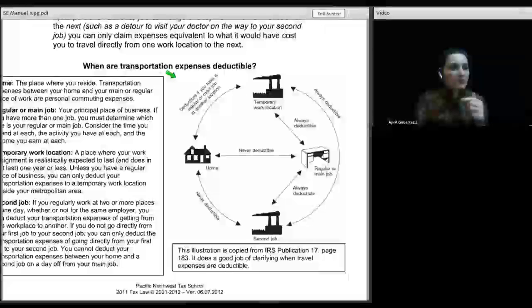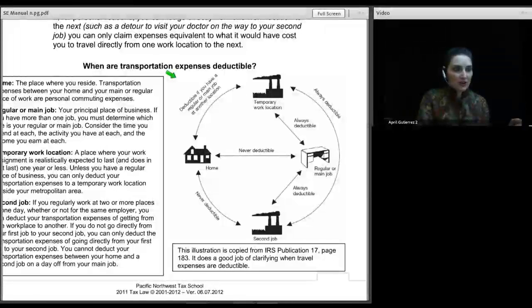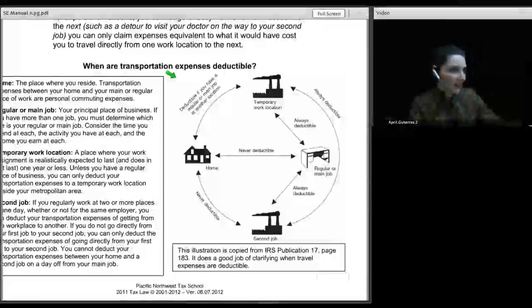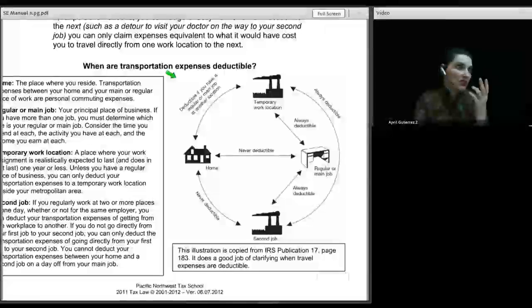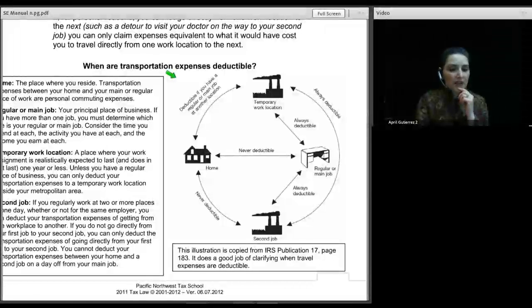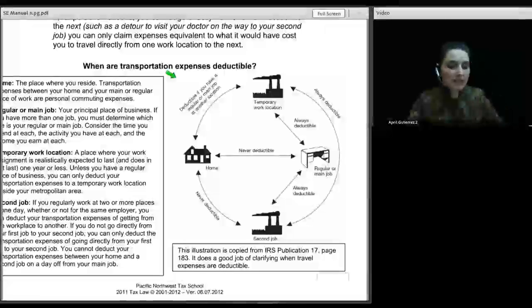So the type of people who don't get that local transportation are the people who don't have an office at home, don't have an office anywhere else either, and are just working around the place. So most painting contractors who operate their own businesses are going to have a fixed work location somewhere, whether it's their home or a paint store that they maintain. So what are transportation expenses that are deductible?